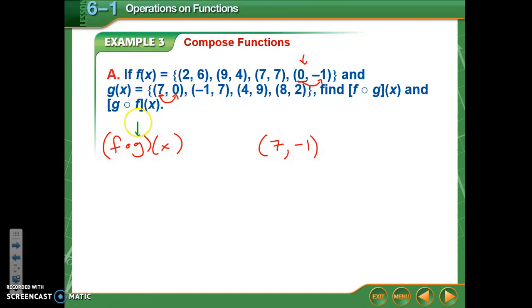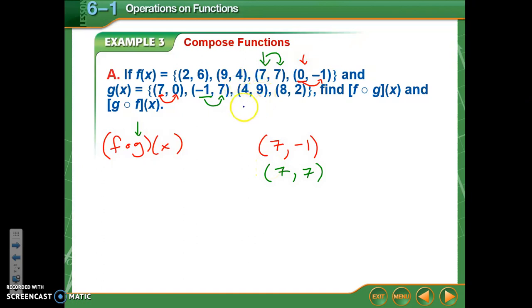Again, we're starting with g and working out to f. So if I plug -1 into g, I get 7. If I plug 7 into f, I get 7. So this ordered pair is 7, 7.